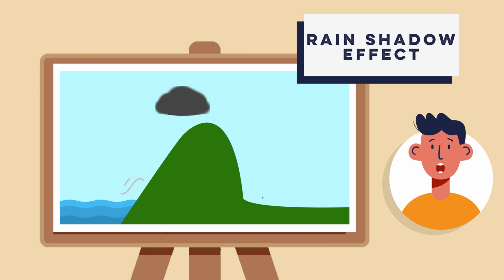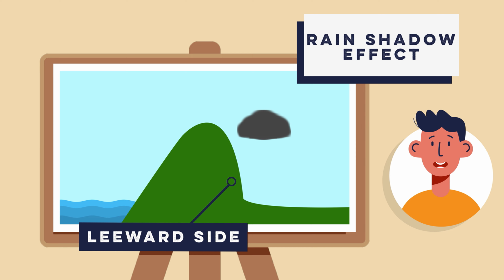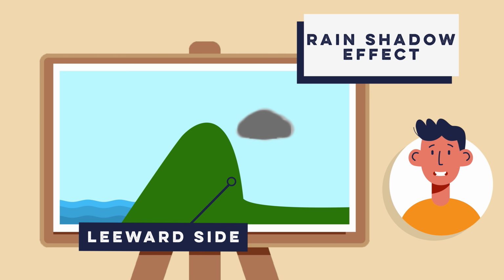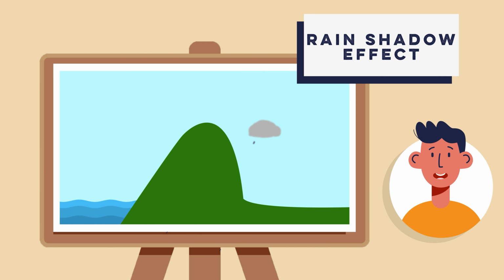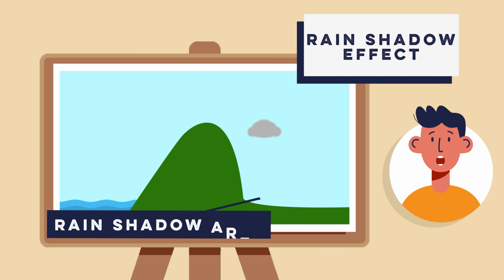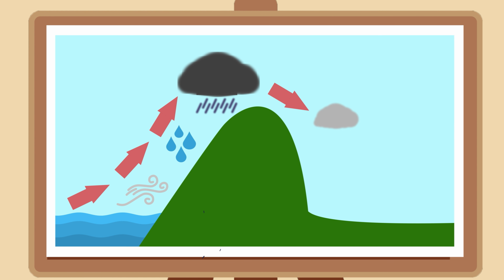Once the air has passed over the mountain, it descends on the leeward side. As it descends, it warms up and becomes drier. This area receives much less precipitation and is known as the rain shadow area. Next time you experience rainfall in a mountainous area, remember the incredible atmospheric processes that contribute to this phenomenon.